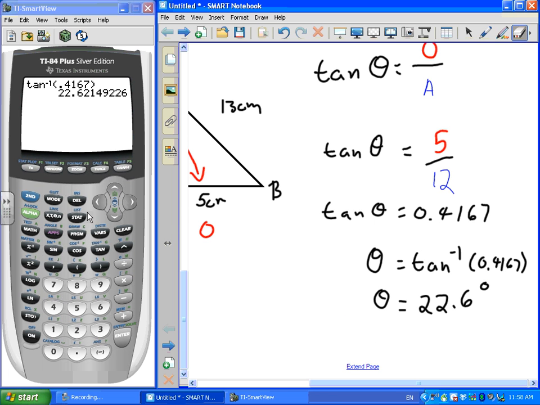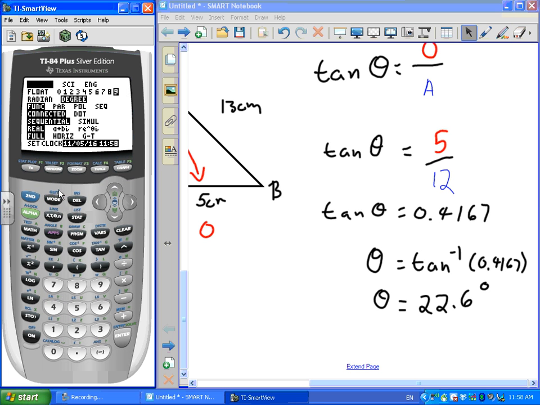If you need to change it, you go to something called mode. Okay? Yours won't look like mine, but if you notice, one says radian, one says degree. I'm in degree. You need to be in degree. Figure it out. Every calculator is different.